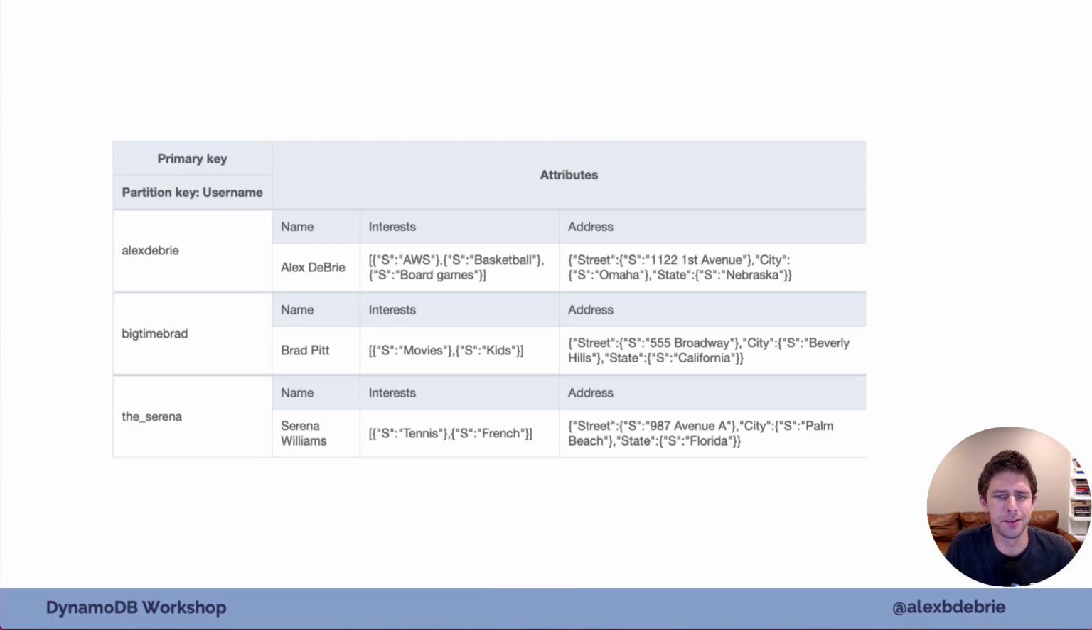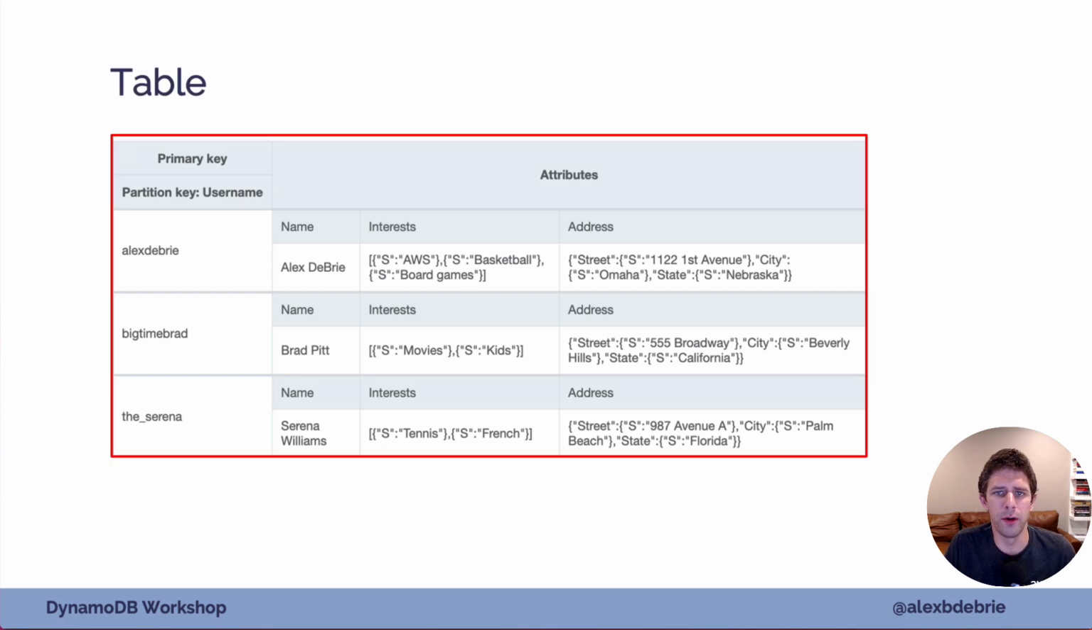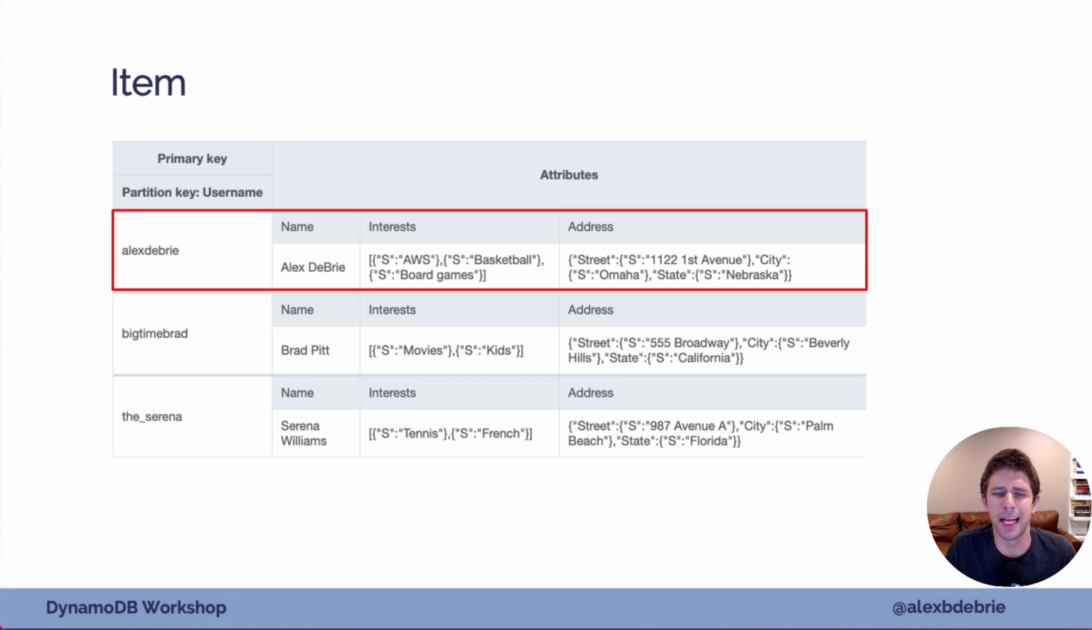So imagine we have some data in our application that stores information about users. I have a few sample users here, 3 records, myself, Alex Debris, and a few famous folks, Brad Pitt, Serena Williams as well. If you look at all these records together as a whole, that's going to be called a table. So all the records together, that's going to be a table, similar to a table in a relational database or a collection in MongoDB, with some differences as well. Now, if you want to look at an individual record, that's going to be called an item. So I've outlined here that Alex Debris item that has a name, interest, address, all that stuff. That's going to be an individual item, similar to a row in a relational database or a document in MongoDB.